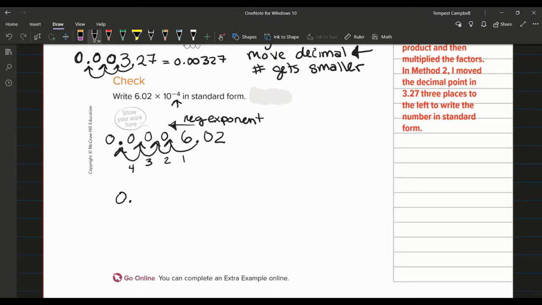So our answer should be 0.000602. All right, so let's check our answer. And that's what we get. We have these 3 zeros here, and then we have 602 here. So that's what we should have.